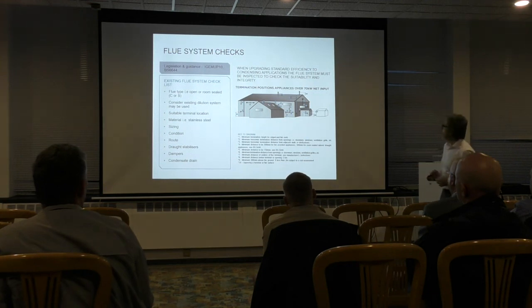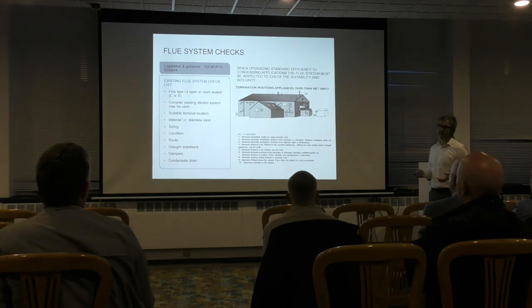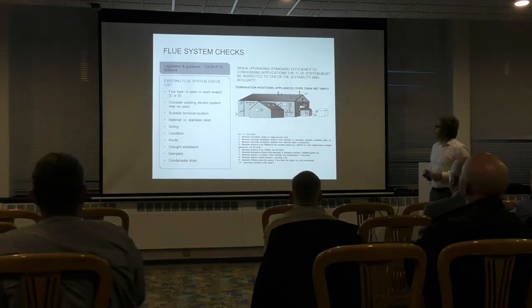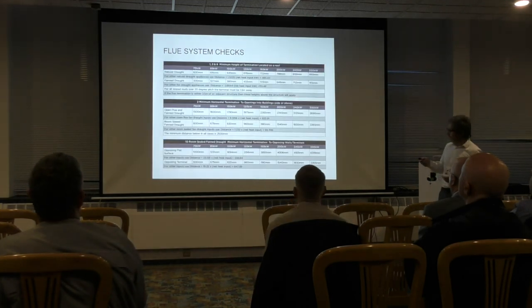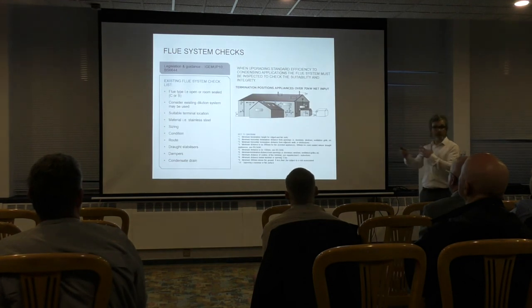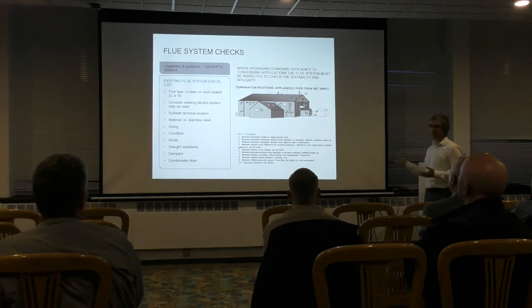On the right-hand side, that diagram is from IGEM UP10, a diagram of a building with various termination points for flues. You read that in conjunction with the next one, and depending on where your proposed flue terminal position is, that tells you how far away you need to be from opposing structures, adjacent flue systems, air inlets, that kind of thing. Hopefully you all have access to IGEM UP10, but if you haven't, I'll happily send this presentation over to you.